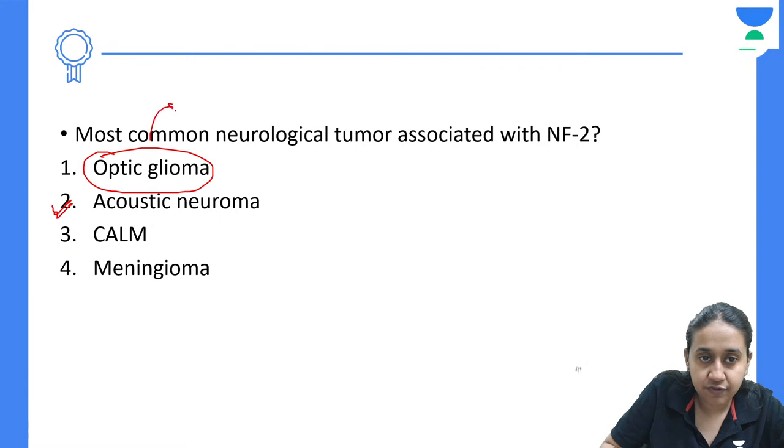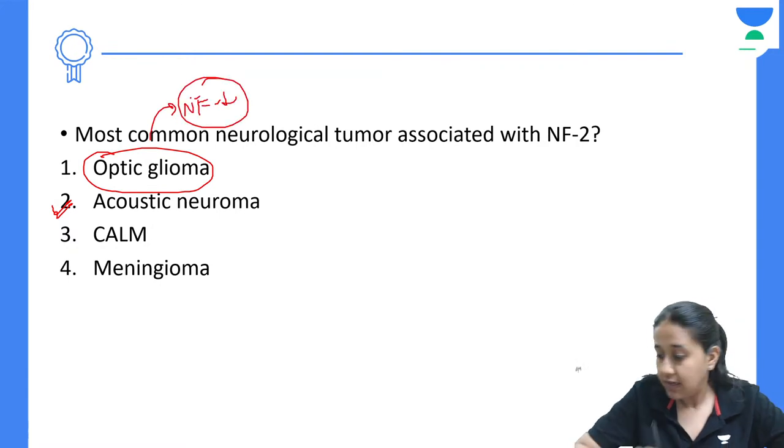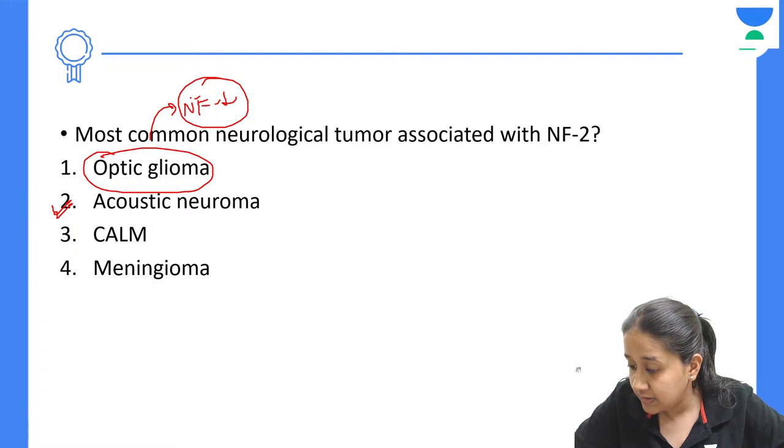Optic glioma is a feature of neurofibromatosis type 1. I can see that many students are not answering the question.